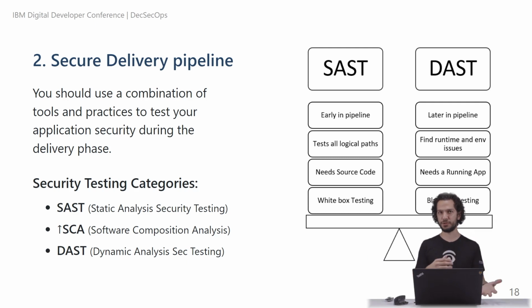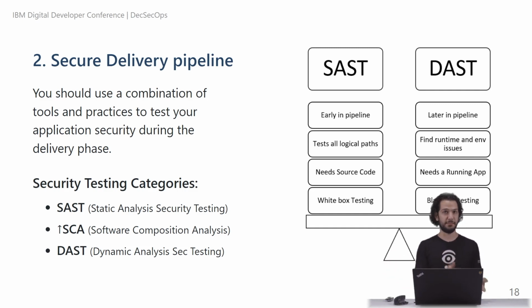SAST actually looks at your source code, which means it will actually exercise and look through all the logical parts in your code, all the logical paths in your code. It will go look at them. On the other hand, DAST, because it doesn't know your code, can't look at all the logical possible ways, so it can't actually test for every possible way that your software would function.